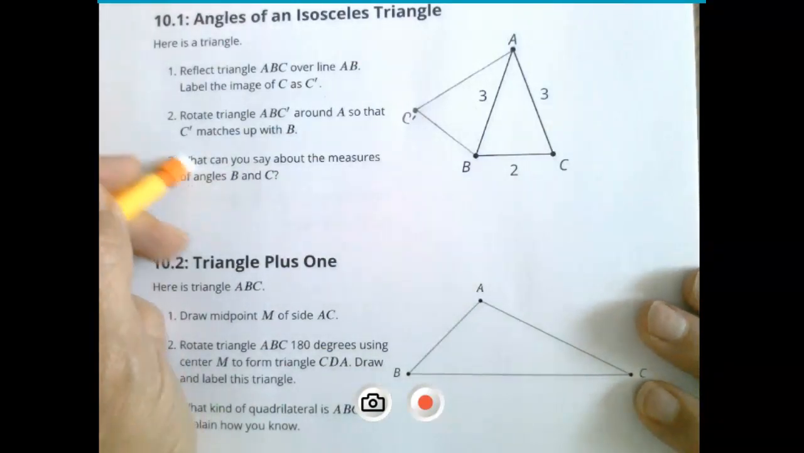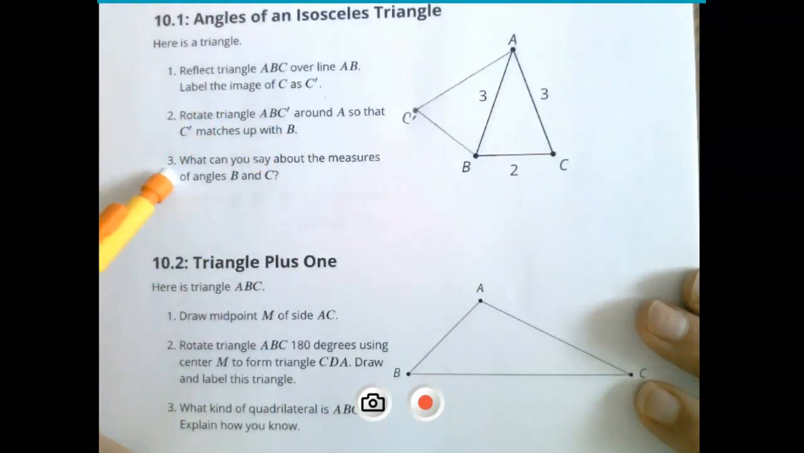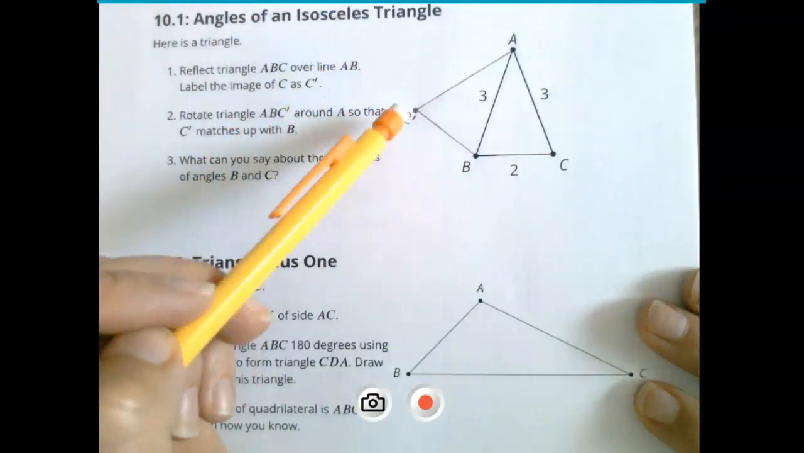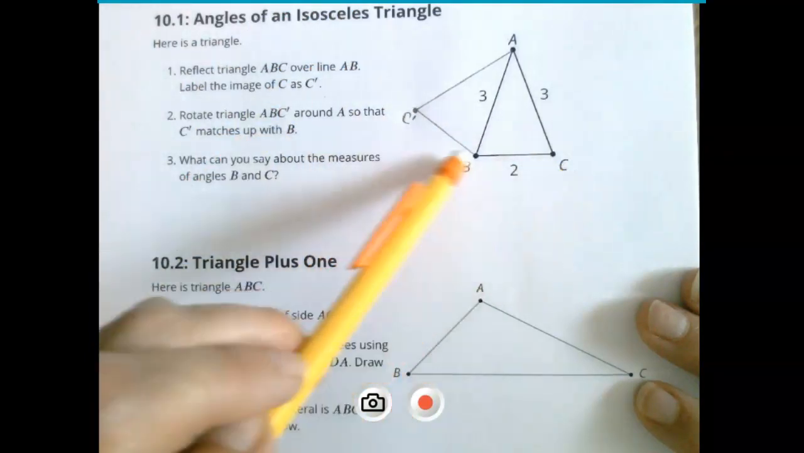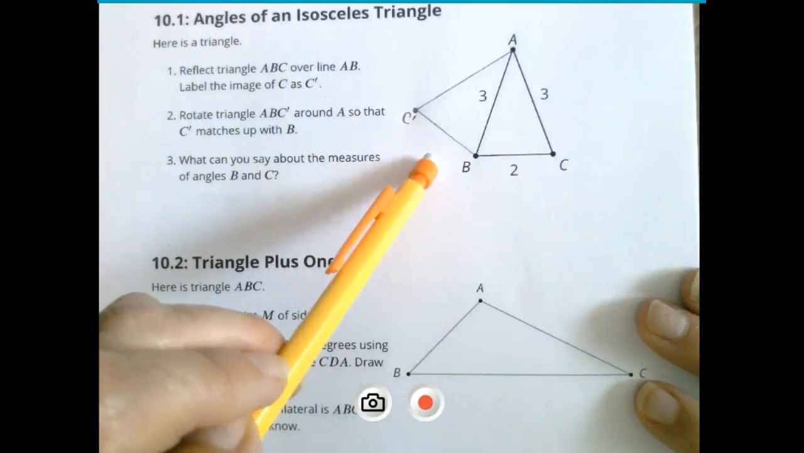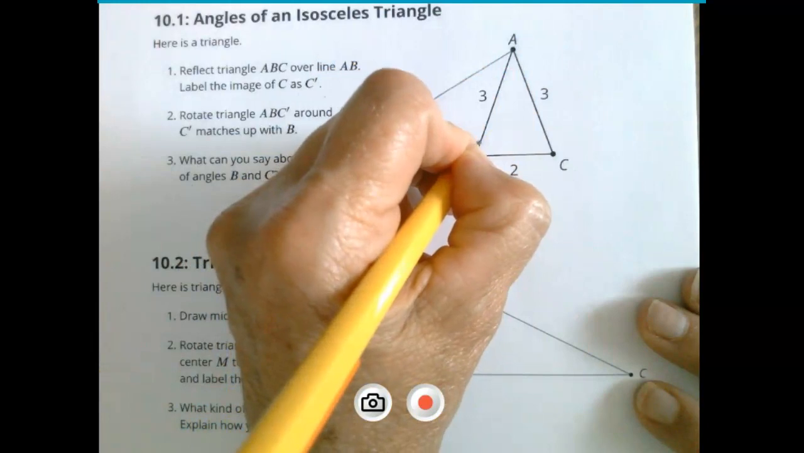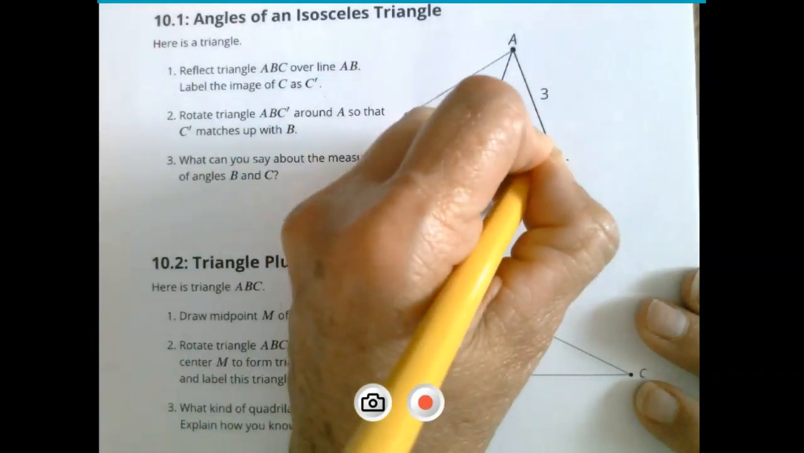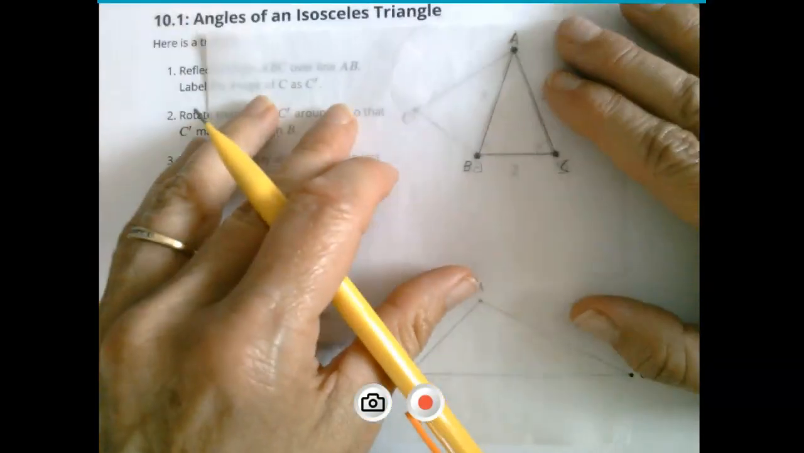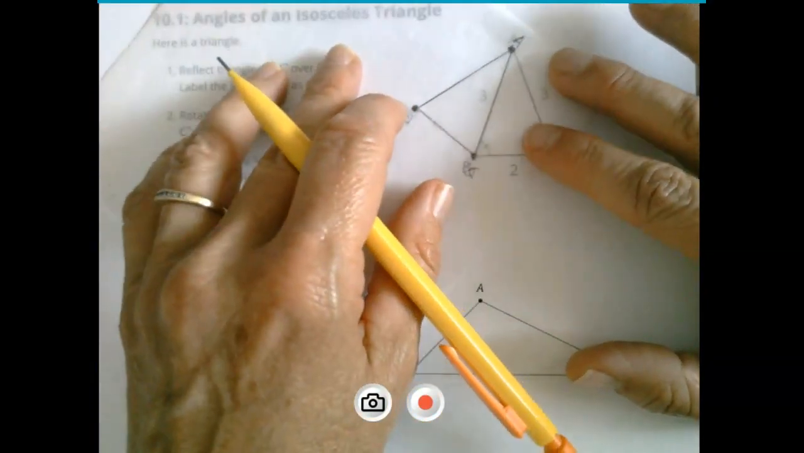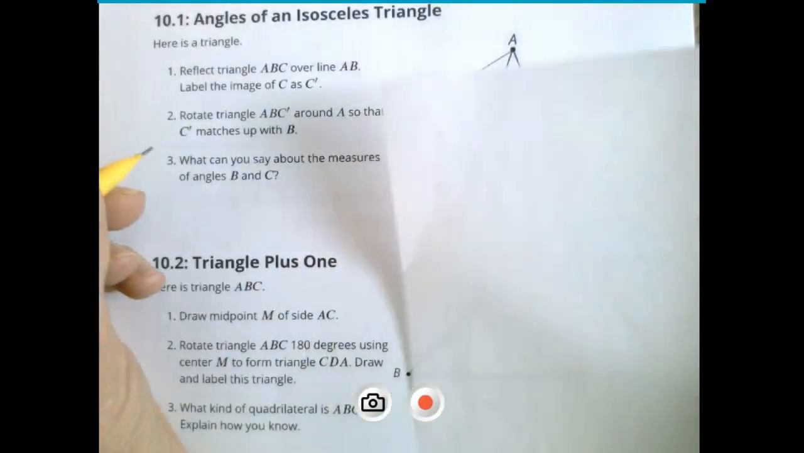It says, what can you say about the measurements of angles B and C? B and C, okay, this is B and C. All right, what can we say about them? The angles B and C are the same. So this angle measures the same as that angle, and we know that because when we moved it over here and brought it back, it fit perfectly. So we know that they're exactly the same size angle.